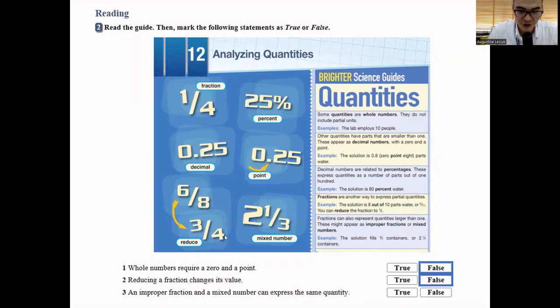Next, an improper fraction and a mixed number can express the same quantity. The answer to this one is true. We have the example in the last segment of the passage that fractions that have quantities larger than 1 can be shown as either improper fractions or mixed numbers. So we have 9 over 4 or 2 1/4 as the example. So they can have the same quantity. So those were the answers. Now moving on.